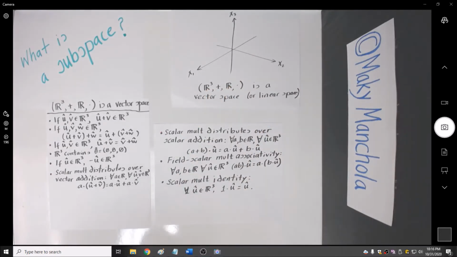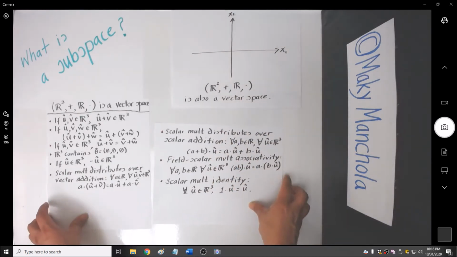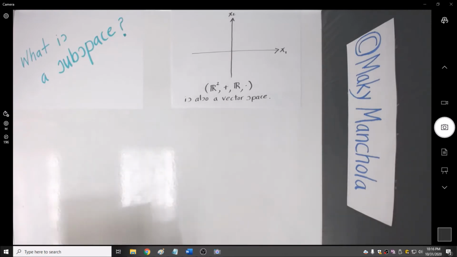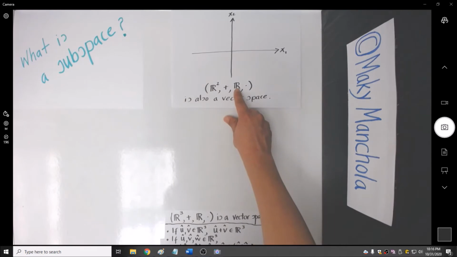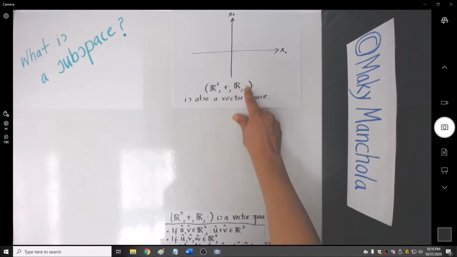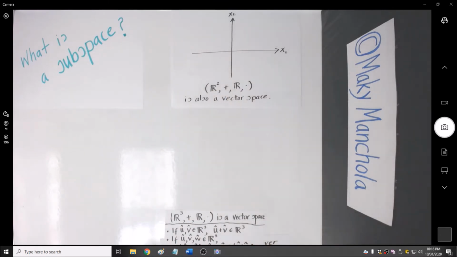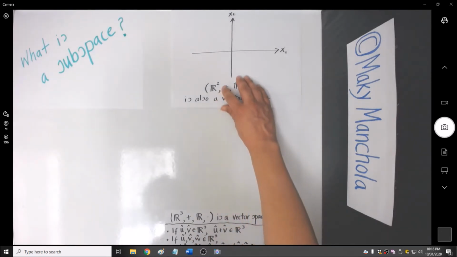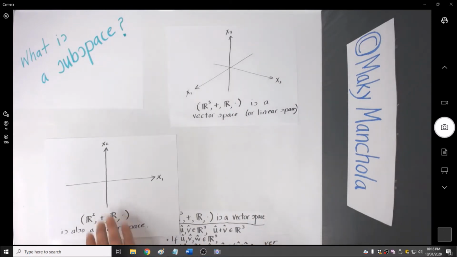We also know that R2, the structure R2, addition in R2, real scalars, and scalar multiplication of vectors in R2 by real constants, is also a vector space. Observe that we can view R2 as a subset of R3.